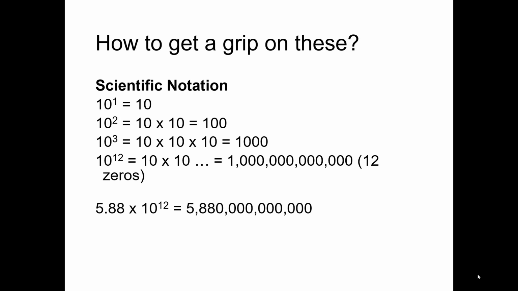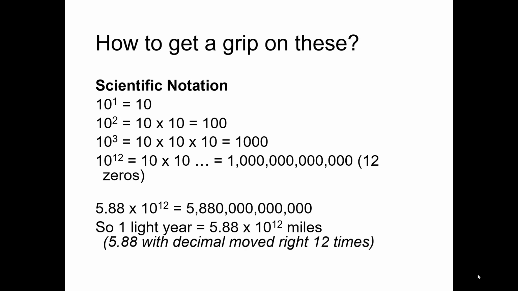And so you can express this number, 5,880,000,000,000, instead as 5.88 times 10 to the 12th. And that really means this. So instead of giving that really, really long value, you can instead express 1 light year as 5.88 times 10 to the 12 miles.